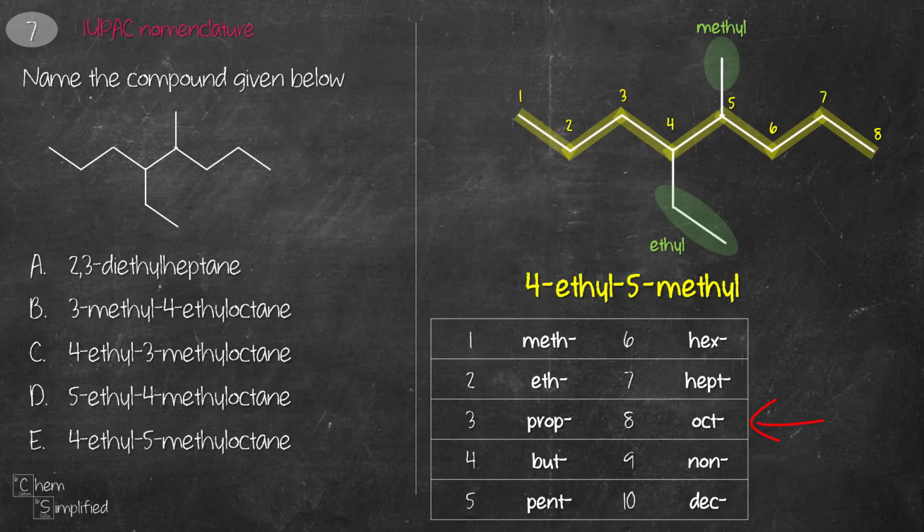Prefix for 8 is OCT. And since this is an alkane, we're going to add in ANE, so that becomes octane. Final answer is 4 ethyl, 5 methyl octane.